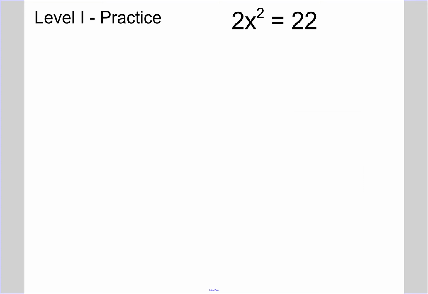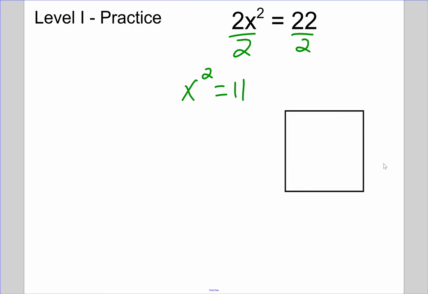Here's our next one. Go ahead and take a second, pause, and try it on your own. First thing we'll do is divide by 2 to get x squared equals 11. Now, it might not seem like this one's a perfect square, but we can still use the same logic.